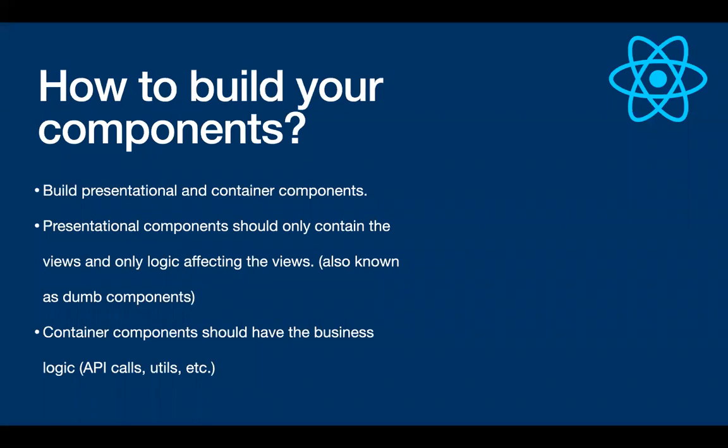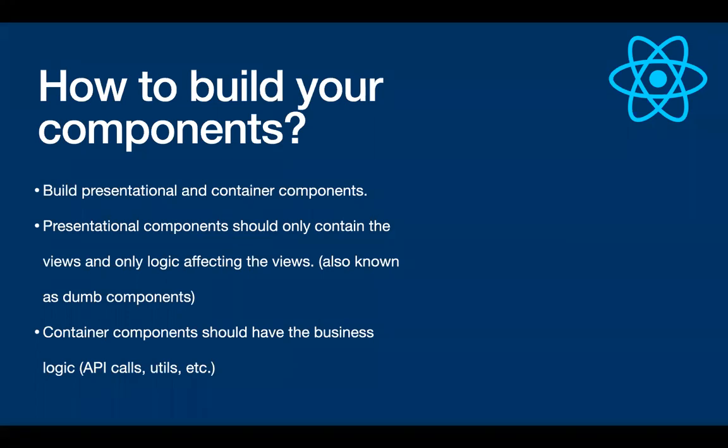So then, how do we build our components so that we can implement this architecture? There are many ways of doing this. As always in development, we have different ways of doing the same thing. But one way that I found is building presentational and container components. A presentational component only contains the views and the minimal logic that affects the views. For example, if you want to click a button and show a slide, we'll have that logic inside the view, but we won't have any business logic inside the views.